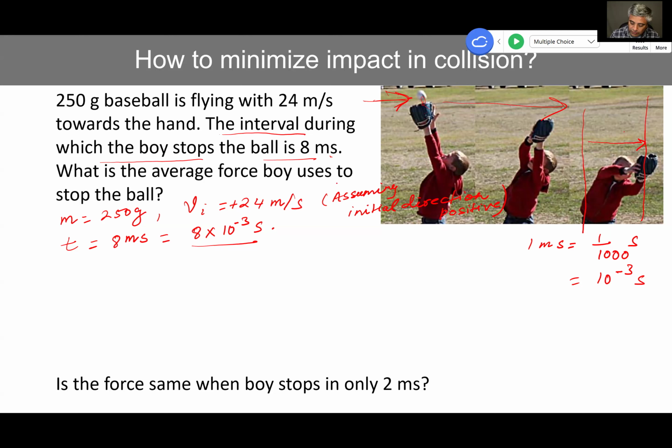What is the average force the boy uses to stop the ball? So F average is what? So we know impulse. So force is in the impulse equation, and these mass and velocities are in the change in momentum. Okay.